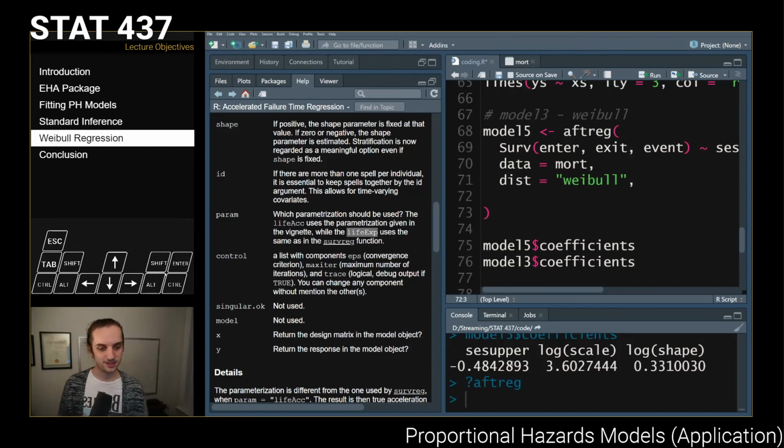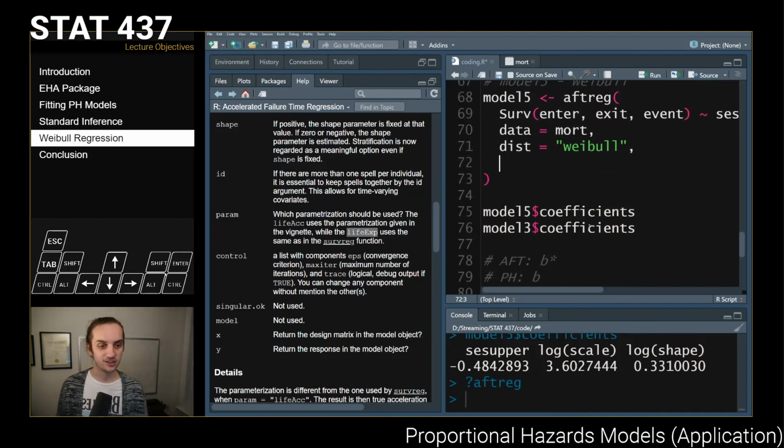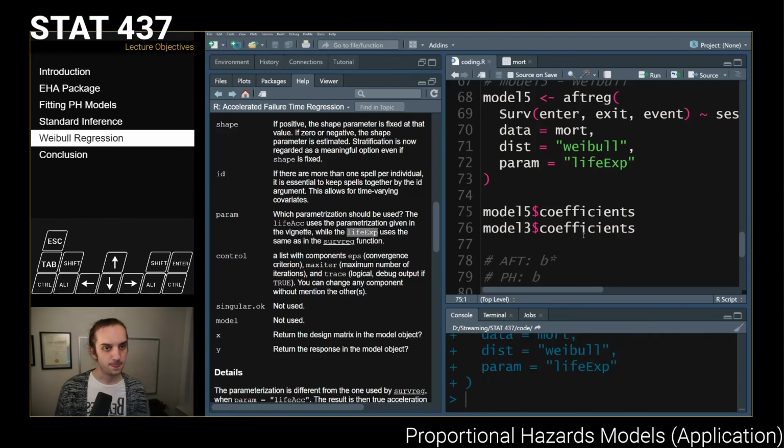And so it's quite important to note that while this parameterization is actually, in fact, correct, the default in the EHA package is different than the default in the survival package, even though they're built on the same core mechanic. And so if I come in here and specify this parameterization is equal to the life exp, then you can run that model again.